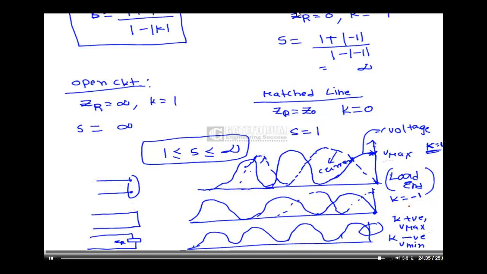Suppose the load end is maximum, then the reflection coefficient is positive. Suppose at the load end the voltage is minimum, then the reflection coefficient is negative. We have to consider it like that. So like this, the standard patterns look like.